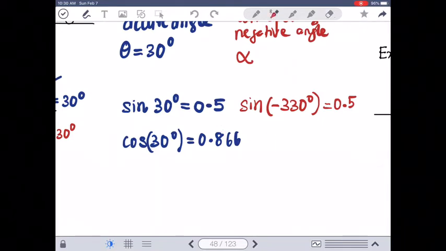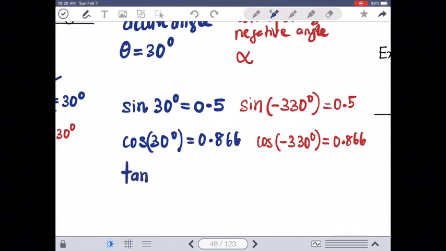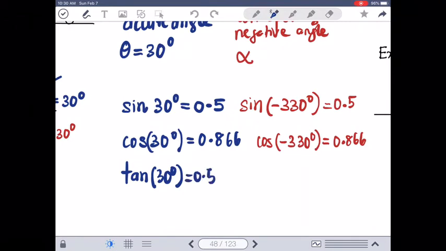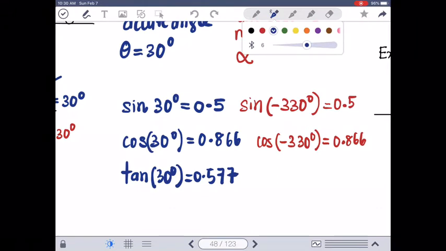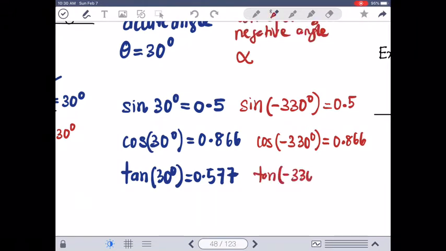And cos negative 330 degrees. Press your calculator, you will also get 0.866. How about tan 30 degrees? You will get 0.577, and tan negative 330 degrees equals to 0.577.